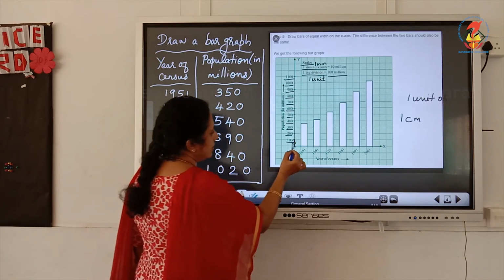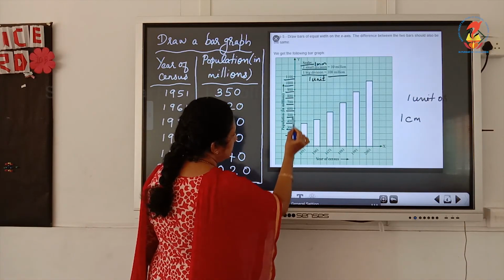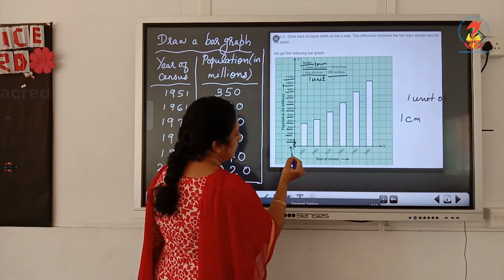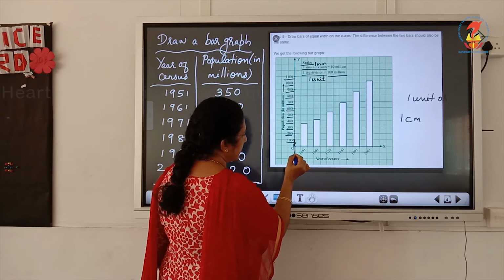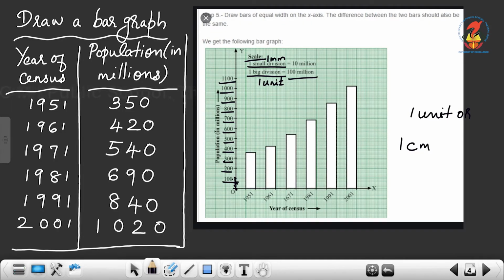Here the meeting point of the two mutually perpendicular lines, you can take as 0. So we will start from here. This point will represent 0, and from 0 to this much distance is 1 centimeter or 1 unit, and this 1 unit represents 100 million, because here the population is given in millions. Now look at the first one.